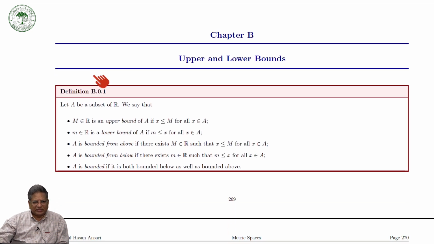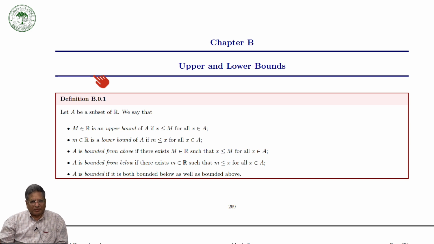Then I gather here, in this second chapter of the appendix, upper and lower bounds. Let A be a subset of R. We say that capital M, a real number, is an upper bound of A if x is less than or equal to M for all x in A. Small m, a real number, is called a lower bound of A if m is less than or equal to x for all x in A. A is called bounded from above if there exists an upper bound of A, and bounded below if there exists a lower bound of A. It is called bounded if both an upper bound and a lower bound exist.